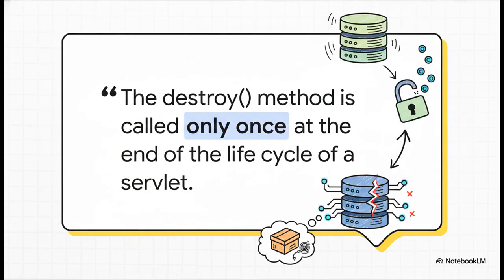And finally, at the end of its life, when the application is shutting down, the destroy method gets called. This is just good housekeeping. It's the servlet's one last chance to clean up after itself. That database connection you opened way back in the init method, this is where you close it to free up resources and make sure everything shuts down cleanly.